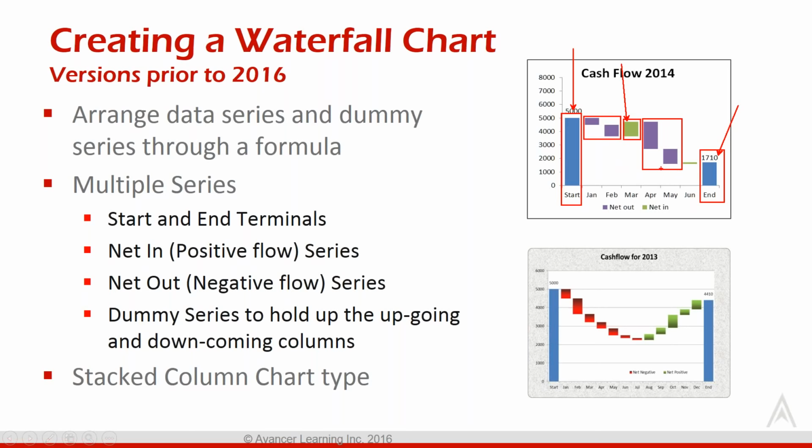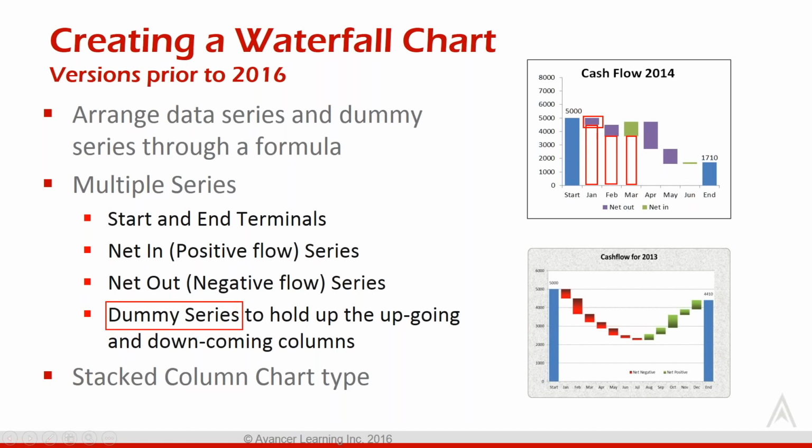And then you have a fourth series that you cannot see. In Excel versions prior to 2016, there's no way for a column like this to be floating in midair. It's actually built upon another column which is just below it. The only thing is that this column is transparent. So it is held up by this transparent column, which I'm calling a dummy series.